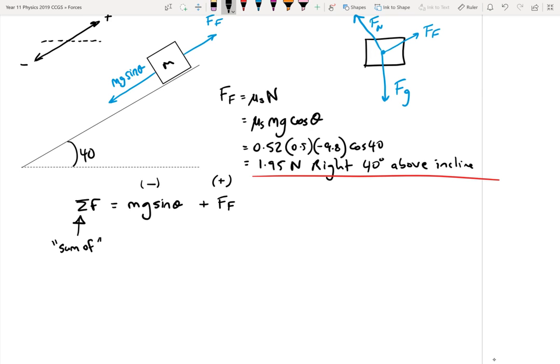Yes, Matthew? Why is the force acting at 40 degrees above 40? Well, it says above incline. Oh, so, thank you. What should I have written? Thank you, above horizontal. My apologies. Cool.